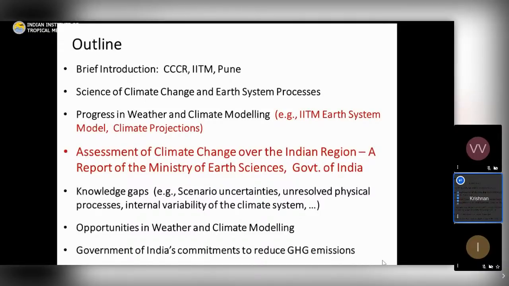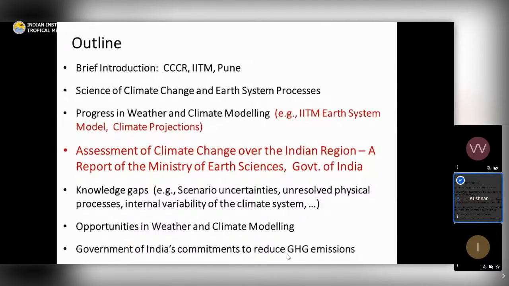This is a report of the Ministry of Earth Sciences from the Government of India. This was led by our center with contributions from various experts from India and also abroad. I will be highlighting this report as well. There are various knowledge gaps in our understanding of climate change, especially at a regional scale: uncertainties in the scenarios, unresolved physical processes, internal variability of the climate system, among several others. I'll be briefly touching upon those issues. I also want to highlight the opportunities in weather and climate modeling in the coming years, and the Government of India initiative to reduce GHG emissions. So this is the plan of my talk.